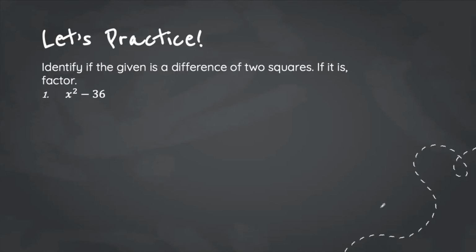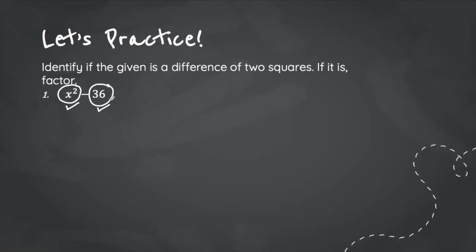Remember the considerations. The two terms should be perfect squares, and one of the terms should be a negative. So let's identify the first term first. Is x squared a perfect square? Yes, it is, because the exponent of the variable is even, so it is a perfect square. How about 36? Is it a perfect square? Yes, it is, because the root of 36 is 6. When you multiply 6 by 6, it is equal to 36.